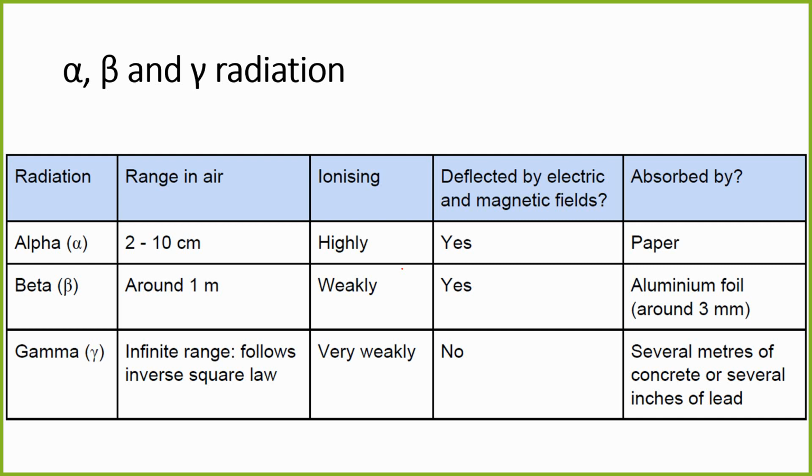Now, as it pertains to what we call here the deflection by electric and magnetic fields, yes, an alpha particle is able to be deflected by an electric and a magnetic field at the same time. As in regards to the absorption, right?